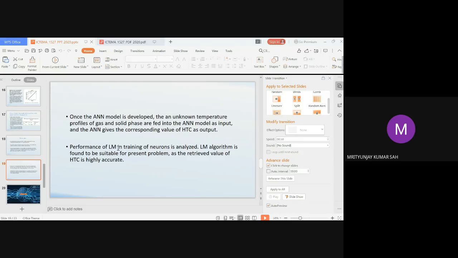The performance of ELM in training of the neurons is analyzed. The ELM algorithm is found to be suitable for the present problem, as the retrieved value of the HTC is highly accurate.